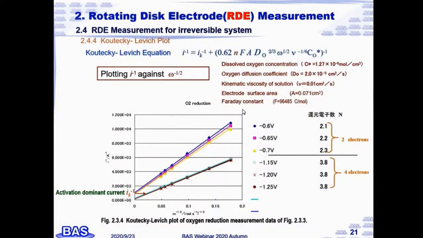At a certain potential, the reciprocal of the current value is plotted against the reciprocal of the square root of the rotation angular velocity omega. A linear relationship is obtained. The number of oxygen reduction electrons can be calculated from the slopes of the plots, using the dissolved oxygen concentration, oxygen diffusion coefficient, kinematic viscosity of the solution, electrode surface area, and Faraday constant, as shown here.